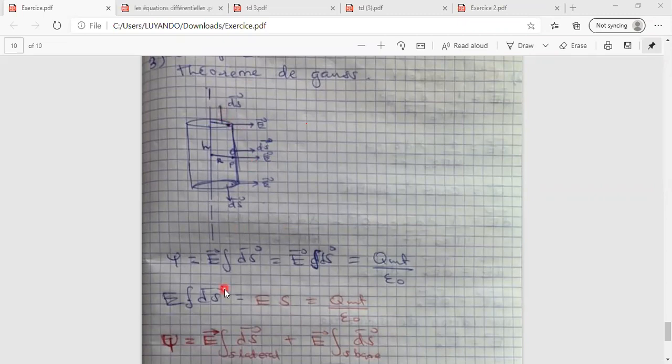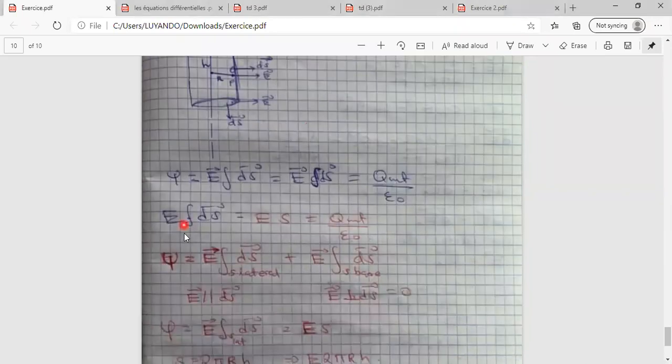So if we have our theorem of Gauss, we have the integral of E dot dS is equal to Q internal over epsilon 0, which is what we have here. If we integrate dS, we're going to have the surface area. So we're going to have E times the integral of dS, which gives S, is equal to Q internal over epsilon 0. But for our cylinder, we have the bases and we have the sides, so we're not going to ignore that fact. We put that fact into consideration.